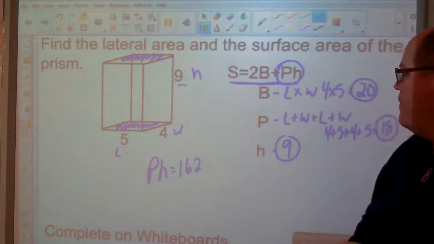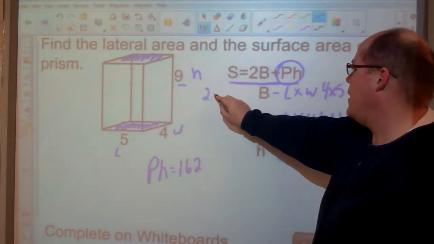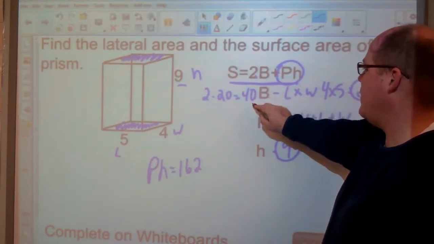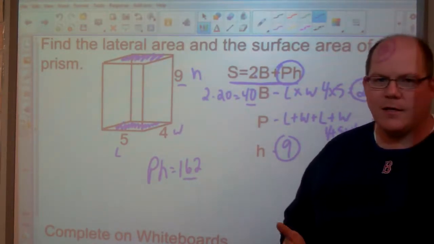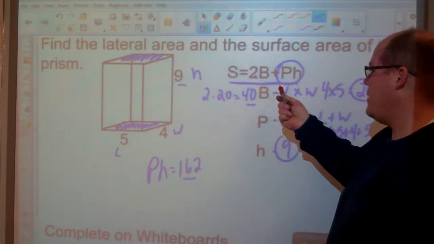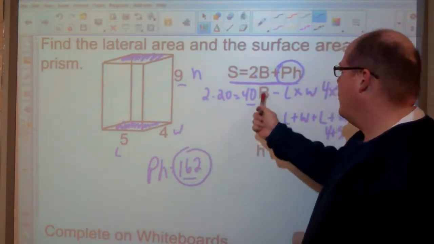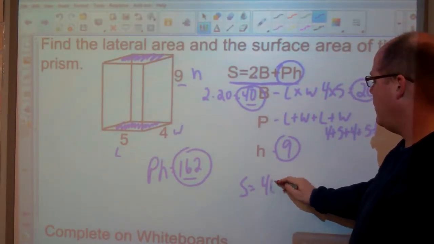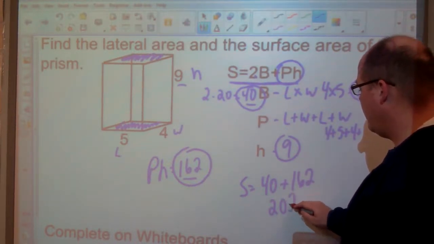That's my lateral area. And my 2B, 2 times 20 equals 40. So my 2B is 40 and my PH is 162. So now I need to combine those two quantities, 2B plus PH, to find my S, my surface area. So it's 162 plus 40, so my S equals 40 plus 162, which is 202.